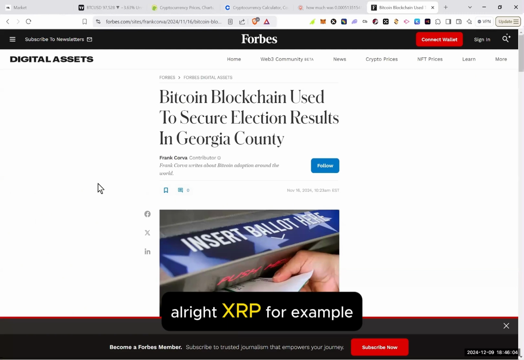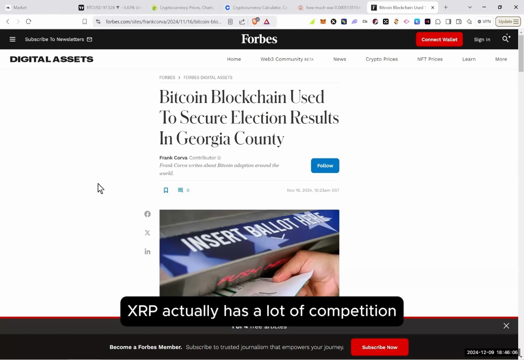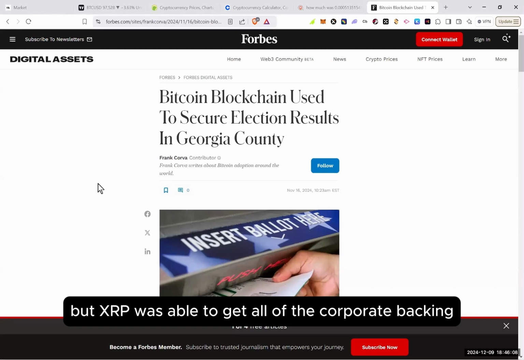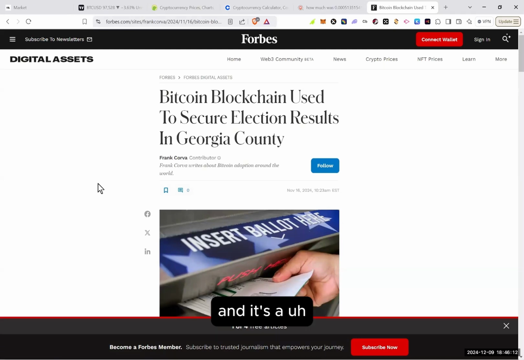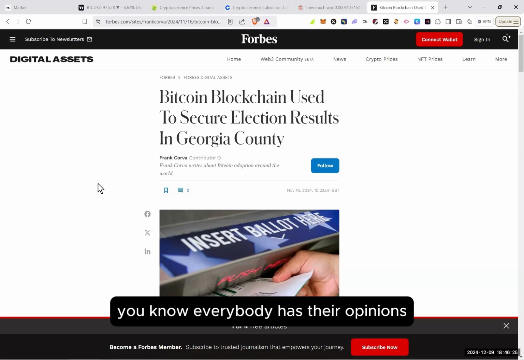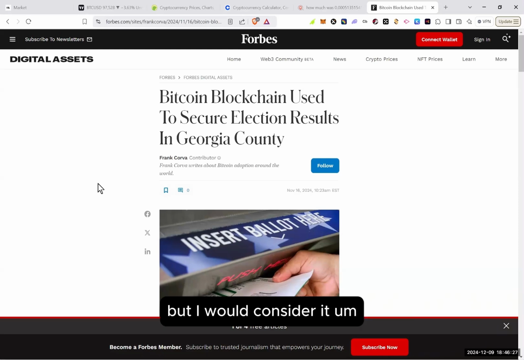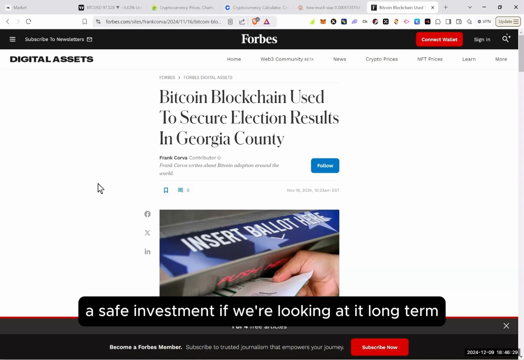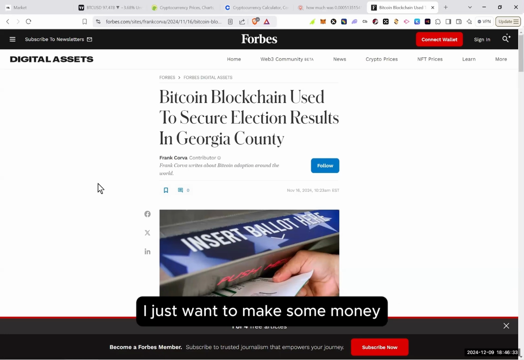So if you have something like XRP, for example, XRP actually has a lot of competition, but XRP was able to get all of the corporate backing, and it has a lot of backing behind it, governmental, et cetera. Everybody has their opinions, but I would consider it a safe investment if we're looking at it long term.